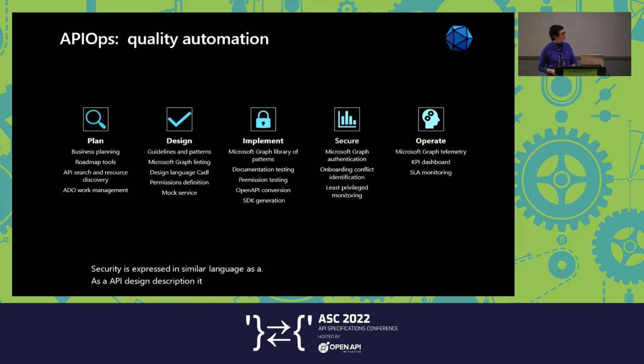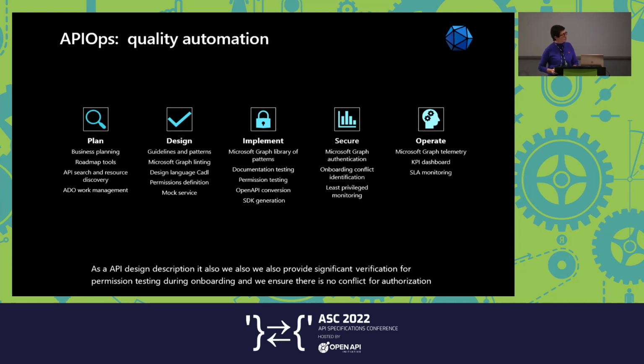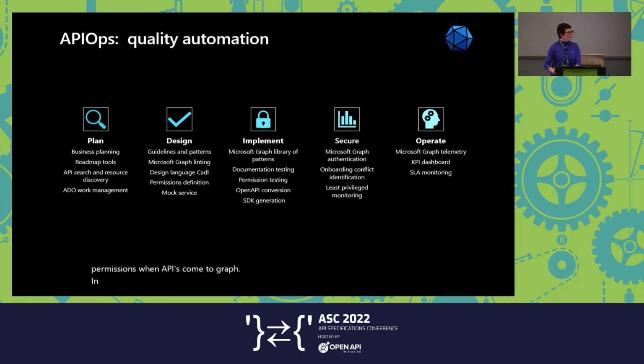We also provide significant verification for permission testing during onboarding, and we ensure there are no conflicts for authorization permissions when APIs come to Graph. In addition, in production, we consistently monitor for least privileged posture, and we provide reports if permissions are overused or too high.